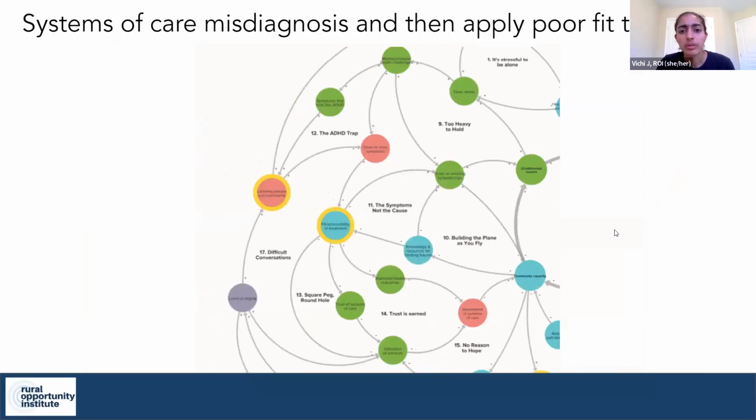We heard a really big one around systems of care, and that a lot of times when people do go to seek care, and this usually for a lot of our folks was in the emergency room, they are often misdiagnosed.